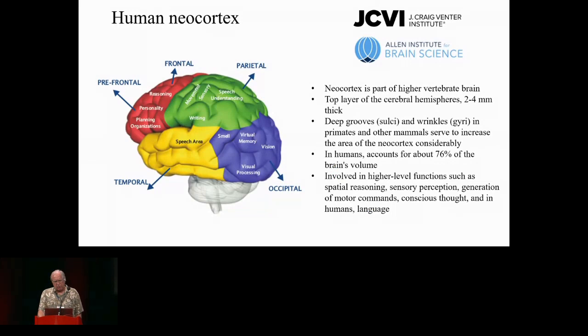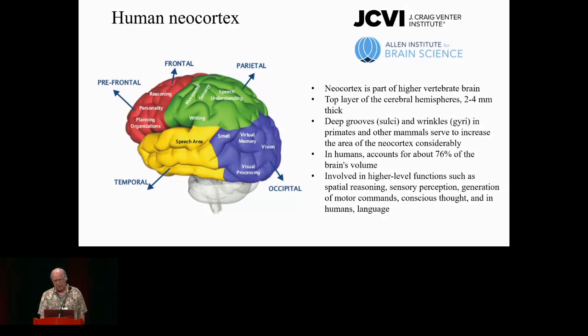We've partnered with Ed Lein's group at the Allen Institute because we're especially interested in the human neocortex. It is involved in some of the higher level functions that you find in vertebrate brains, especially human brains, like conscious thought and human language. We're really trying to understand how the cellular complexity of the neocortex contributes to these higher brain features.